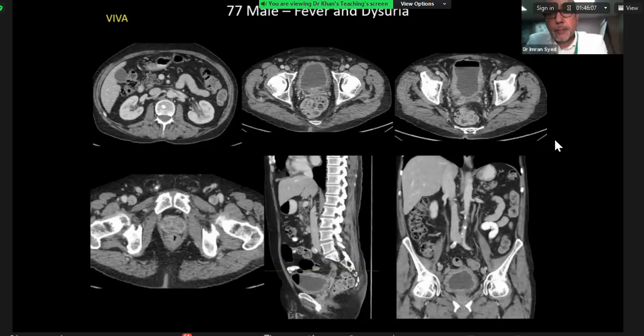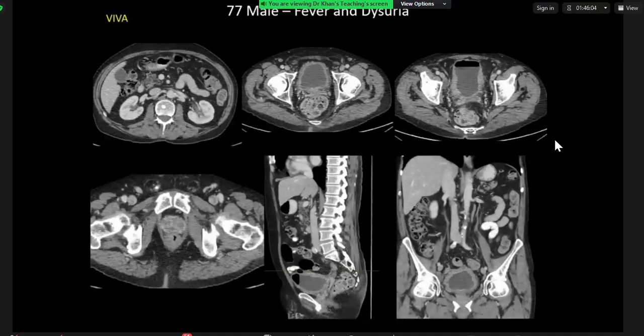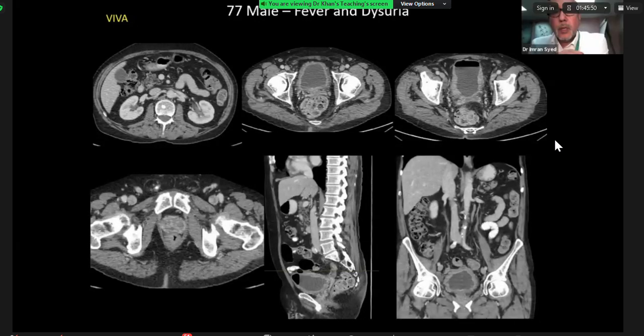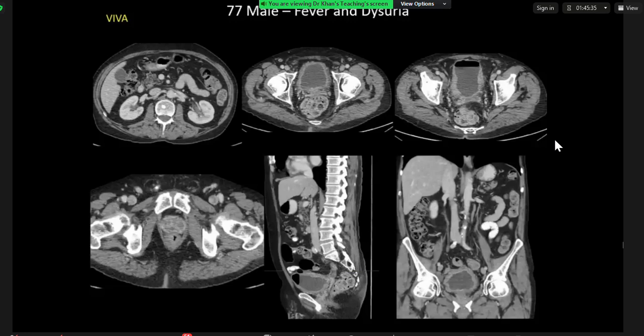Correct. On the selected images of the kidneys, I can't see any pelvicalyceal dilatation or any significant perinephric stranding. Do you see anything? Let's just go back into the pelvis. What else do you see? I think that there are some enlarged right pelvic sidewall lymph nodes. Okay. I think just posterior to that, right.